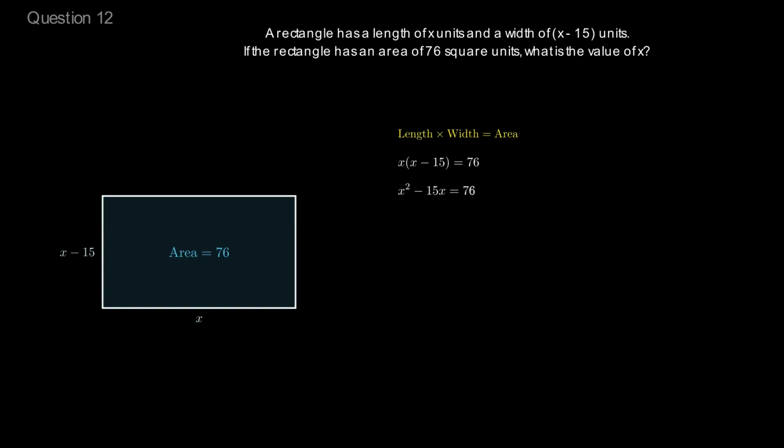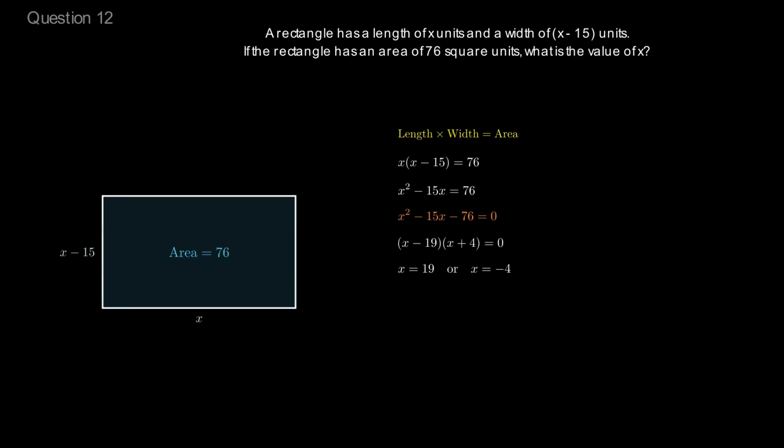To set up a standard quadratic equation, we move 76 to the left side by subtracting it, resulting in x squared minus 15x minus 76 equals 0. Now we factor this quadratic equation. We are looking for two numbers that multiply to negative 76 and add up to negative 15. Those numbers are negative 19 and positive 4. So our factored form is the quantity x minus 19 times the quantity x plus 4 equals 0. This yields two possible mathematical solutions: x equals 19 or x equals negative 4.